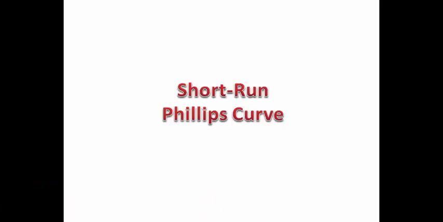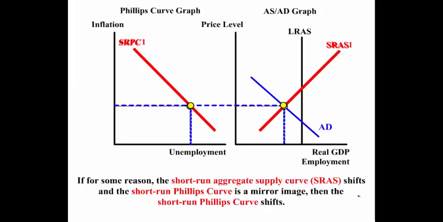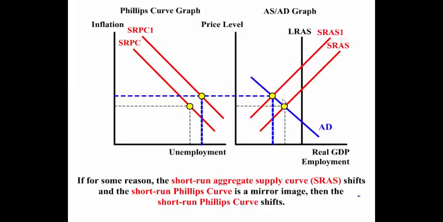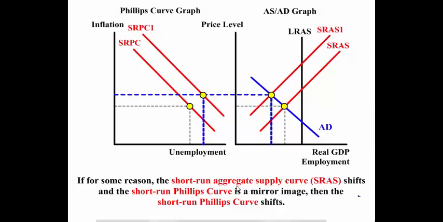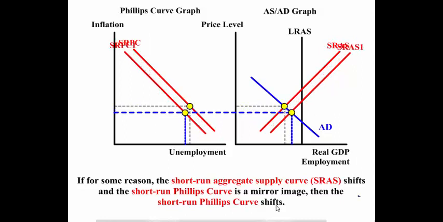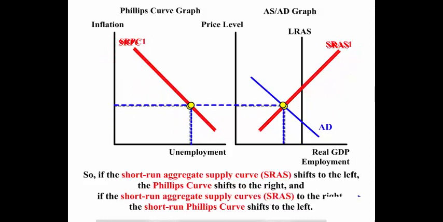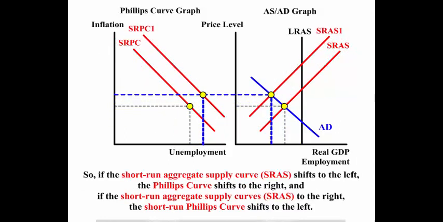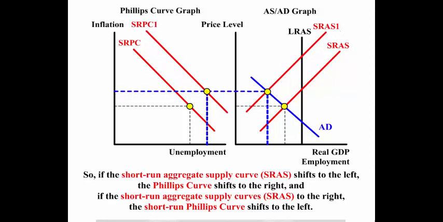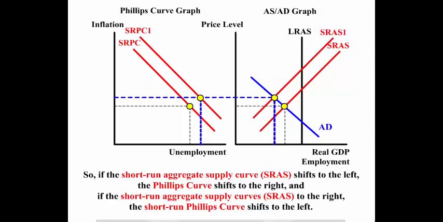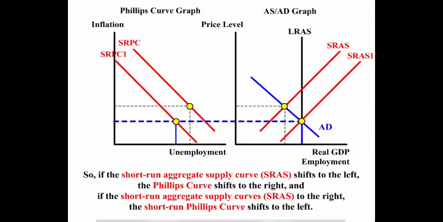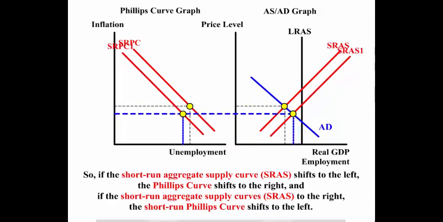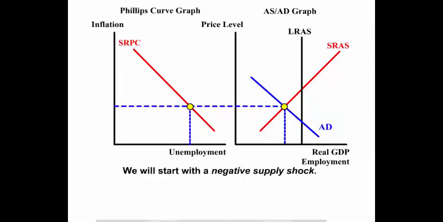short-run Phillips curve. If for some reason the short-run aggregate supply curve shifts and the short-run Phillips curve is a mirror image, then the short-run Phillips curve shifts. So if the short-run aggregate supply curve shifts to the left, the Phillips curve shifts to the right. And if the short-run aggregate supply curve shifts to the right, then the short-run Phillips curve shifts to the left. Why would the short-run aggregate supply curve shift?